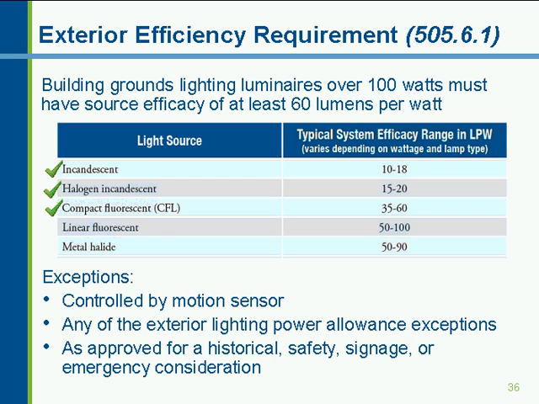There are some exceptions to that if that luminaire or light is controlled by a motion sensor, which again provides about the best energy savings you can get. It would be exempted. If the light is used for any of the purposes in the exterior lighting power allowance exception section, which we will go over, it is also exempted, of course. And if it's an approved light for historical, safety signage, or emergency consideration, then it's also exempted from this requirement.